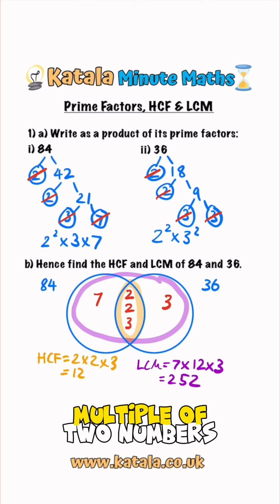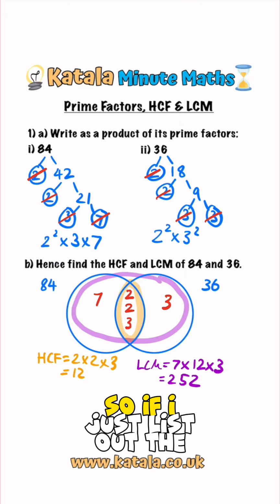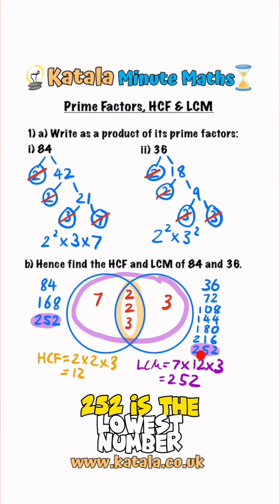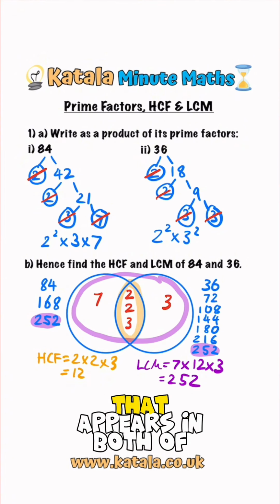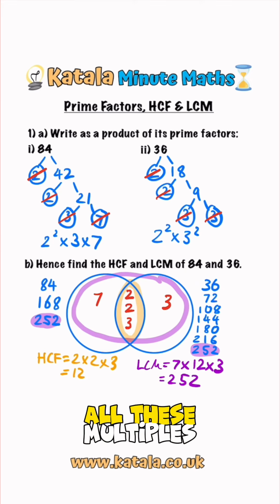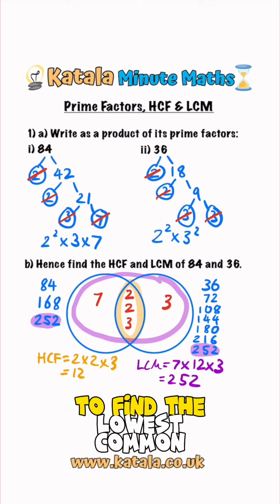Now the lowest common multiple of two numbers is basically the first number that appears in both of their times tables. So if I just list out the multiples of 84 and 36, you can see that our answer 252 is the lowest number that appears in both of their times tables. So if you find yourself in this situation where you're listing out all these multiples to try and find this number, you can always use this Venn diagram method instead to find the lowest common multiple.